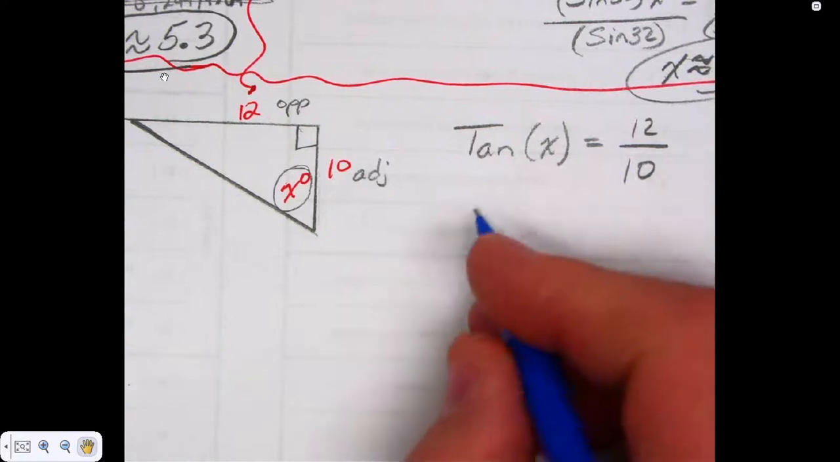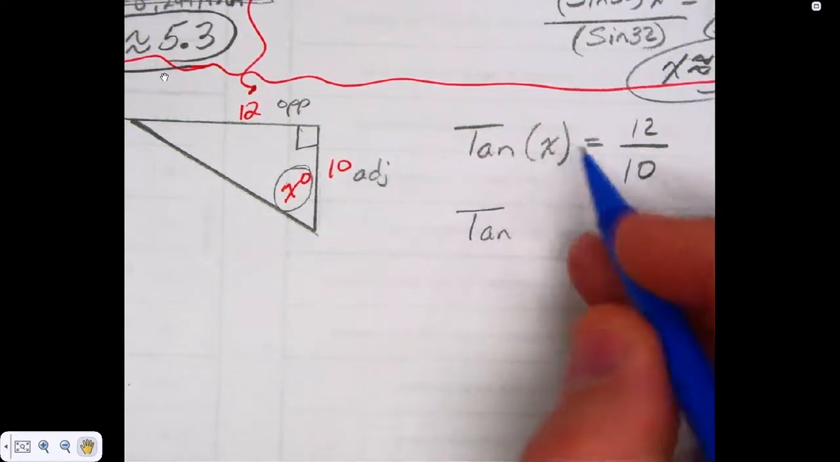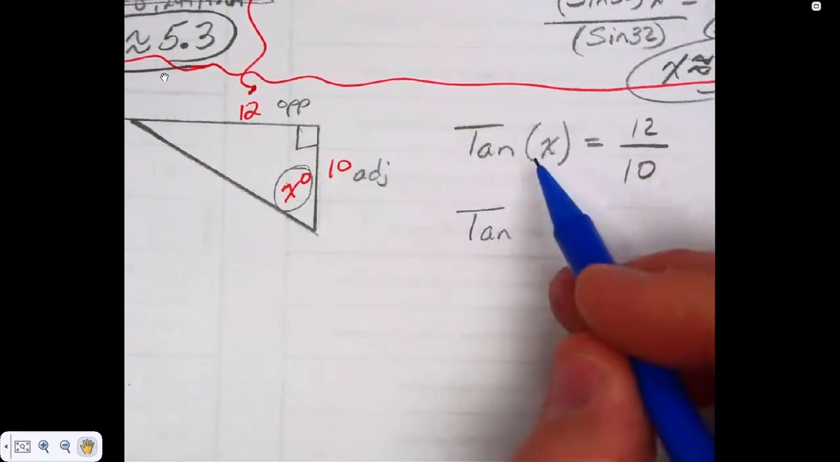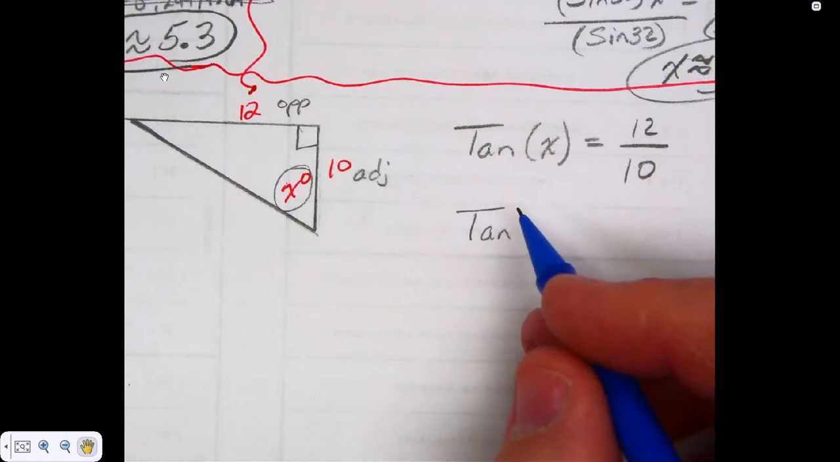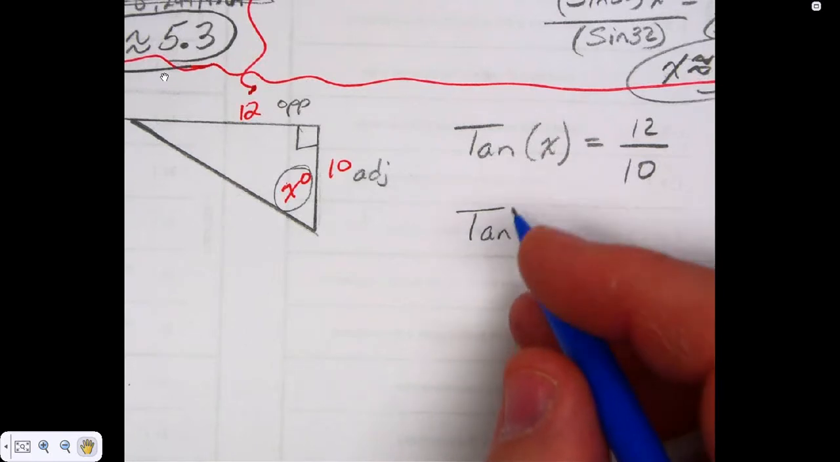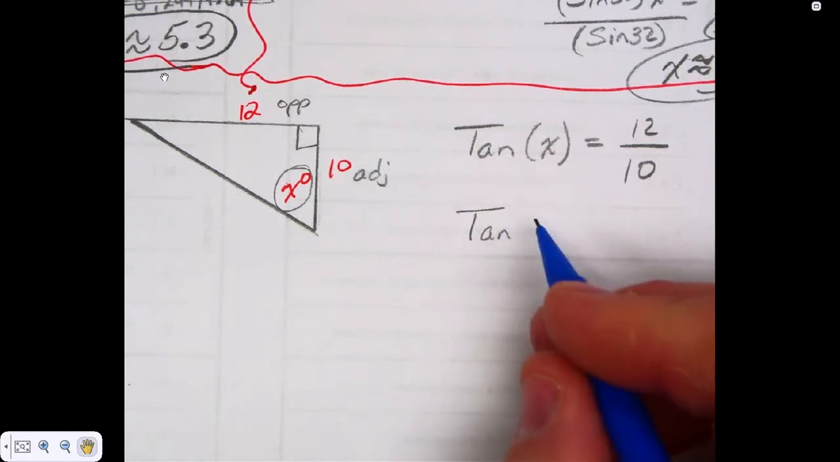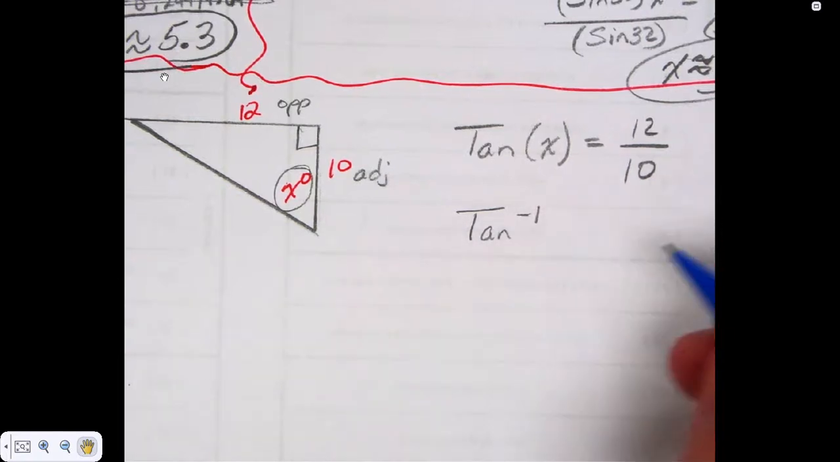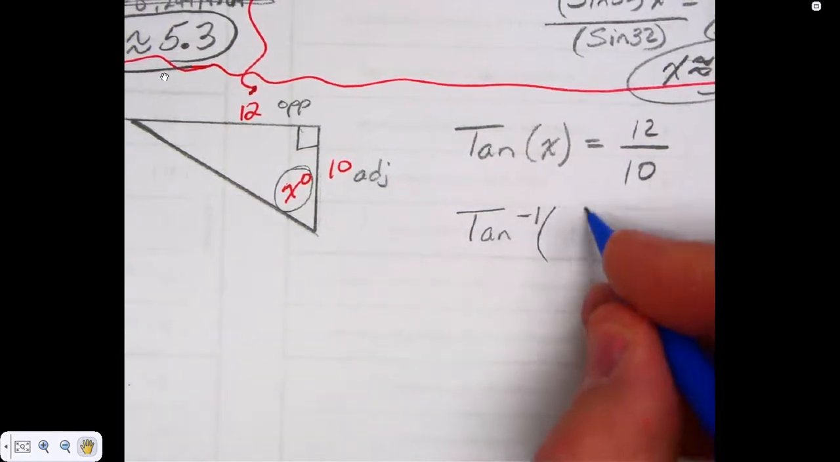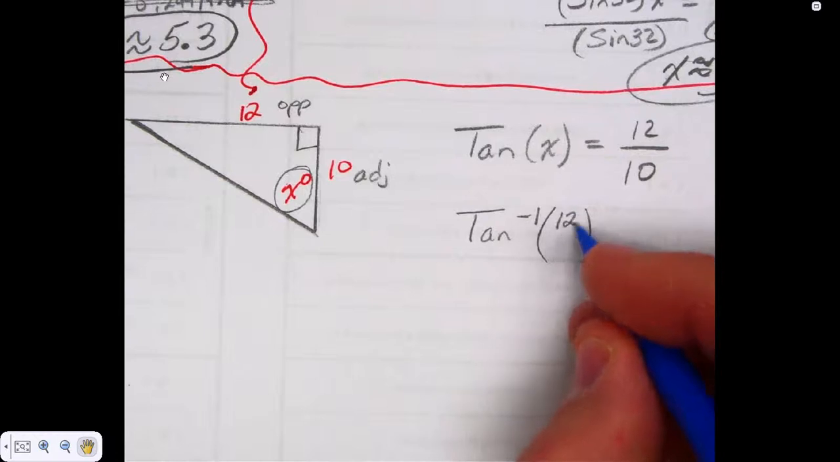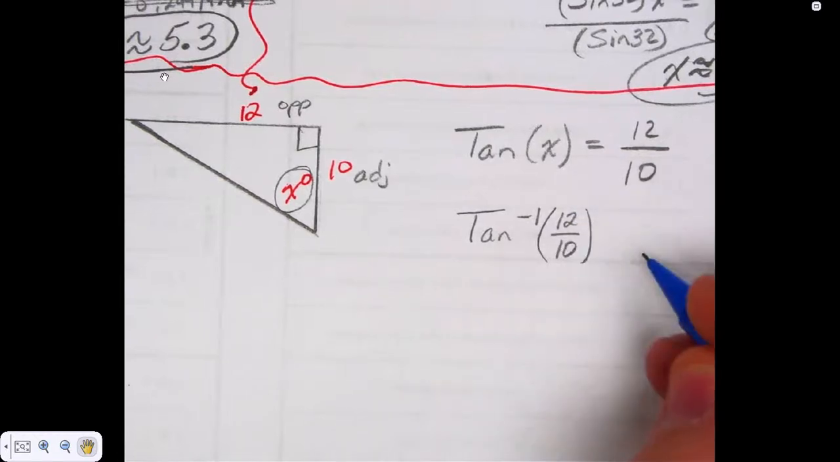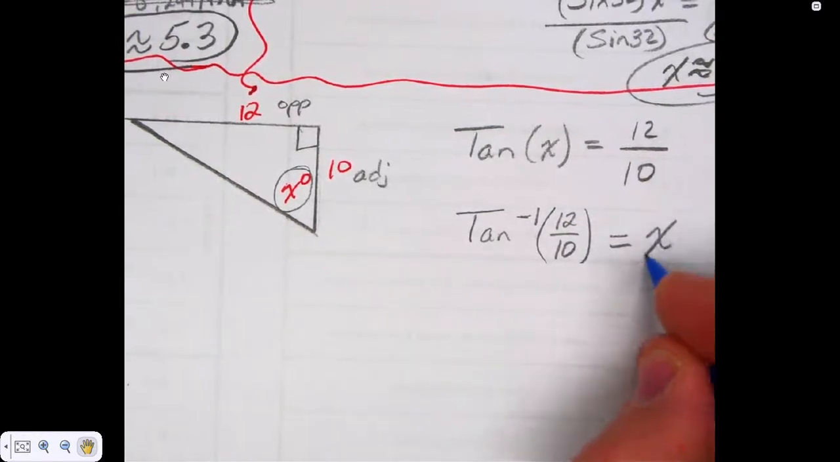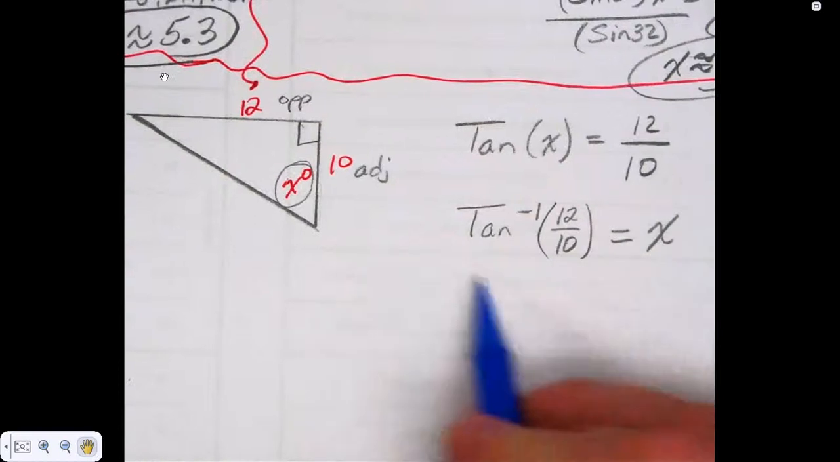But here's what I want you guys to write on your paper. What do you have to remember when your unknown is the angle? That's when you're going to use inverse functions, right? Your first step is I want you to write this inverse function. So you're going to say tangent, but you're going to change this to -1. Well, what are you going to find the inverse tangent of? Whatever's on the other side. 12 over 10 is equal to x. I want to see that step right there.